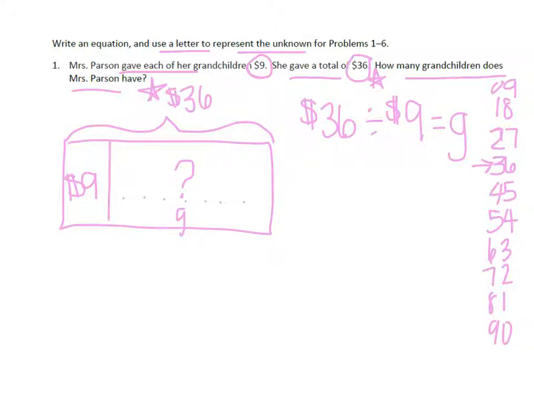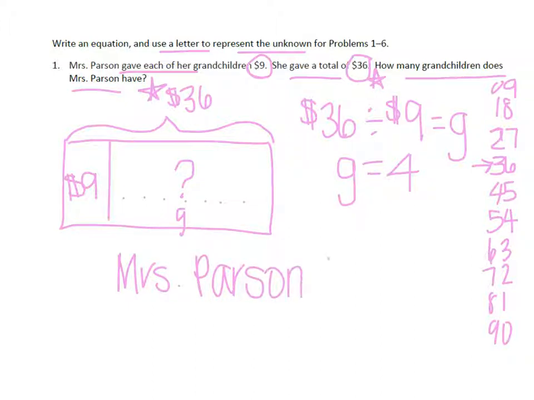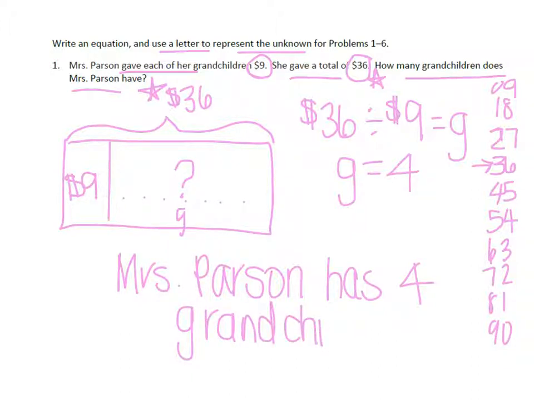Pause the video while you work and replay when you are ready. So I needed to count 4 times. That means G is equal to 4. So the number of grandchildren that she has is 4. Now I need to write that as a statement. I'm going to restate the question. The question was, how many grandchildren does Mrs. Parson have? So I'm going to restate and say, Mrs. Parson has 4 grandchildren.